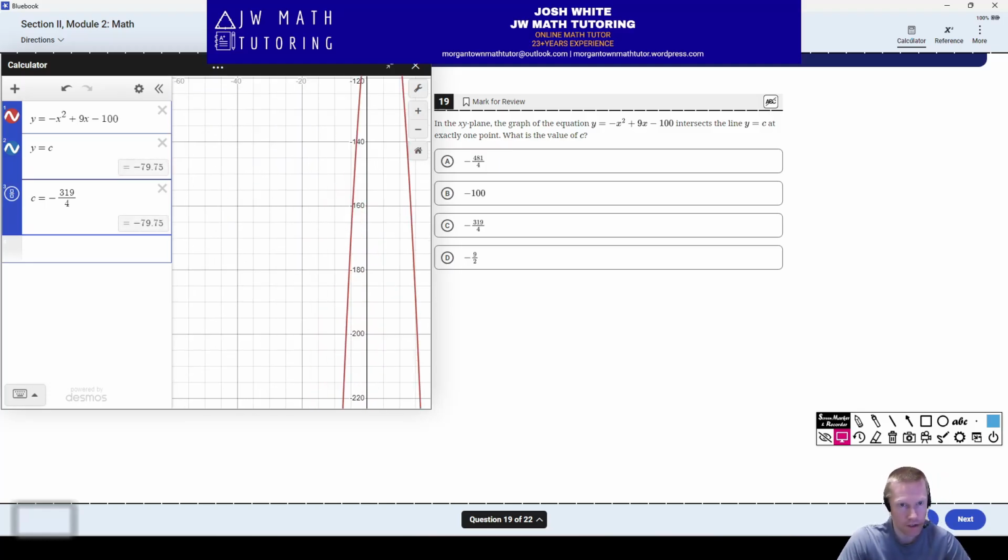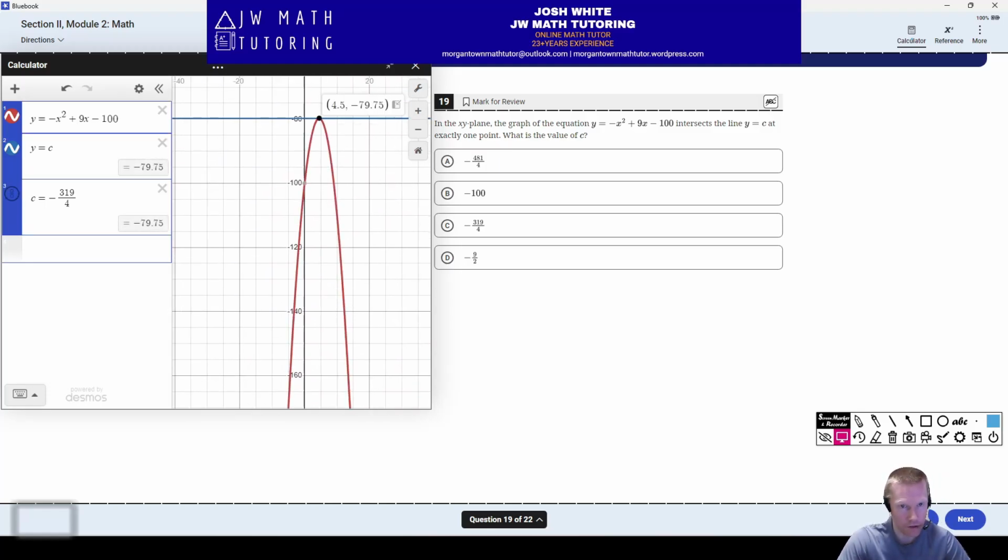These, it looks like they intersect at 1 point. You can zoom in and notice there is one clickable point. So the correct answer for this is going to be letter C. That's how you can do it in Desmos.